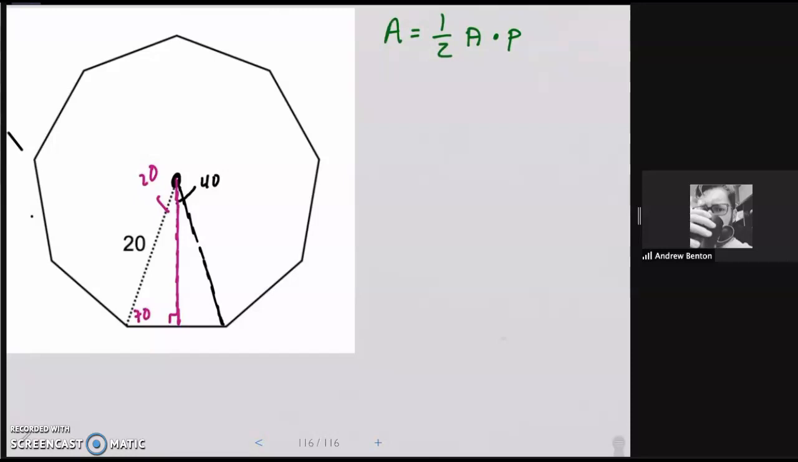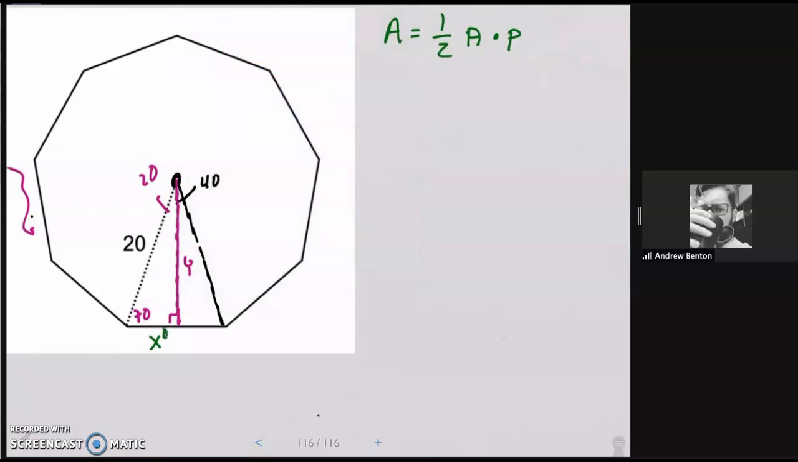So I need two things. I'll color code it for you. I need to find the base, which will help me find the perimeter, and I need to find the apothem. Clean this up. All right, it was meant to be. It doesn't matter which one you find first. I'm going to find the base first, so I'm going to find x.